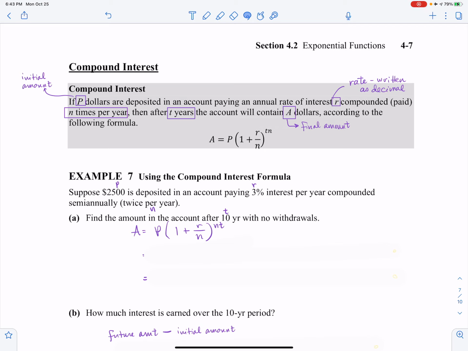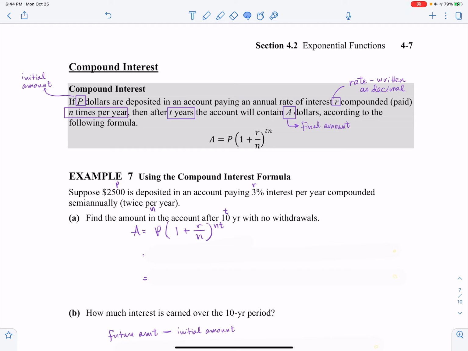T is going to be time, and it's always going to be measured in years. And then the final amount is what A is. And so this is what the account is going to hopefully grow to while my money is sitting in the account.